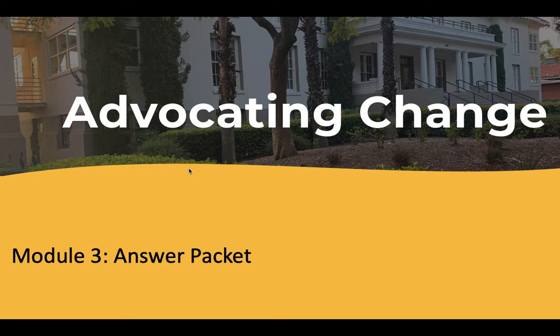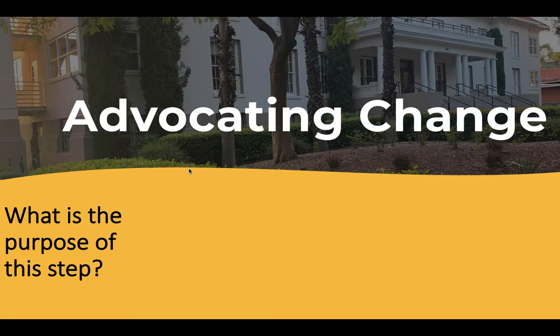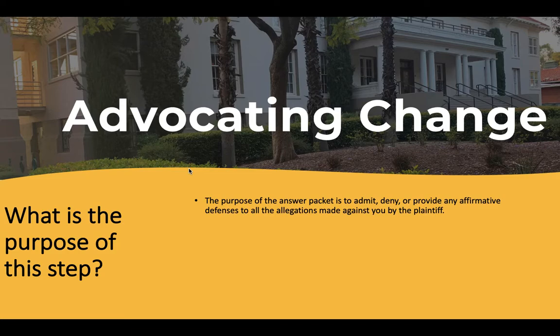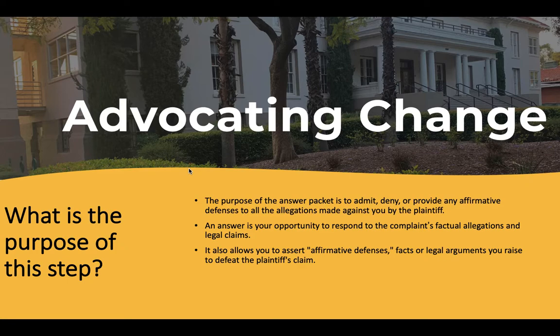Module 3, the Answer Packet. What is the purpose of this step? The purpose of the answer packet is to admit, deny, or provide any affirmative defenses to all the allegations made against you by the plaintiff. An answer is your opportunity to respond to the complaint's factual allegations and legal claims. It also allows you to assert affirmative defenses, facts, or legal arguments you raise to defeat the plaintiff's claim.